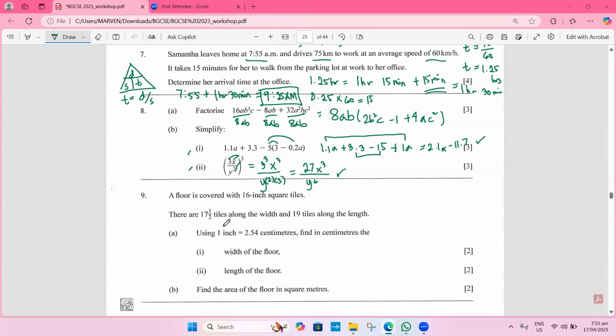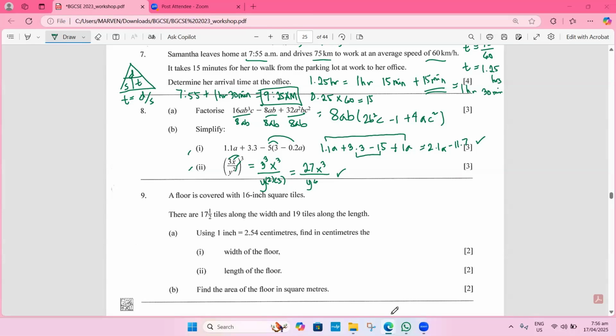All right. Number 9. A floor is covered with 16-inch square tiles. There are 17 1/2 tiles along the width and 19 tiles along the length. Using 1 inch is equal to 2.54 centimeters, find in centimeters: 1, the width of the floor, and 2, the length of the floor.